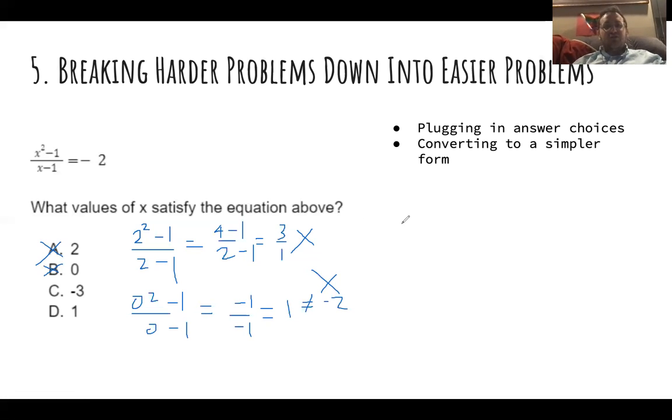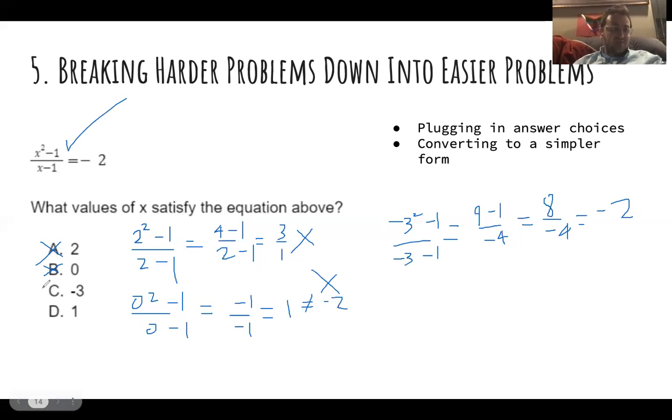And then I could go to C. I could try -3 squared minus 1 over -3 minus 1. That's going to be 9 minus 1 over -4. And that simplifies to -2. And that satisfies the condition. So even without knowing algebra, if you have your answer choices, you can always plug them in and see if they work or not.